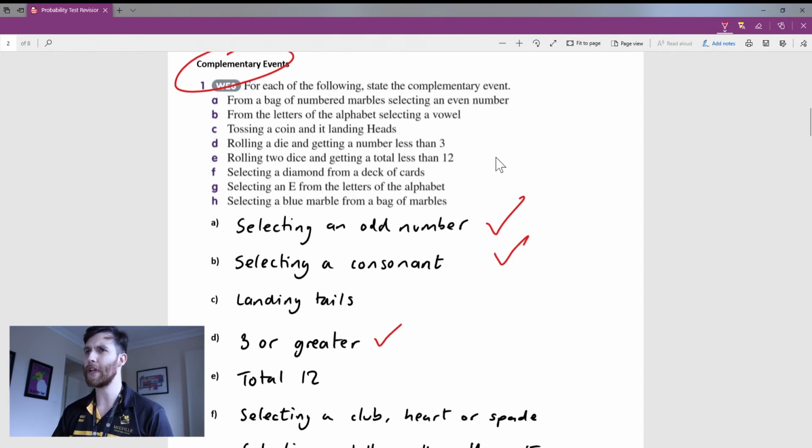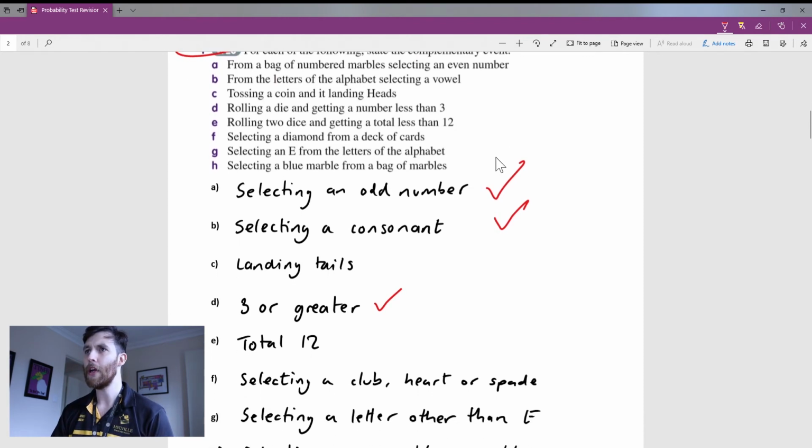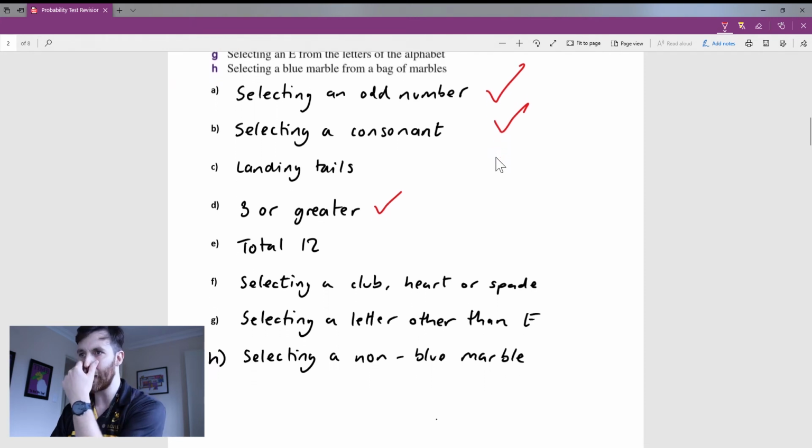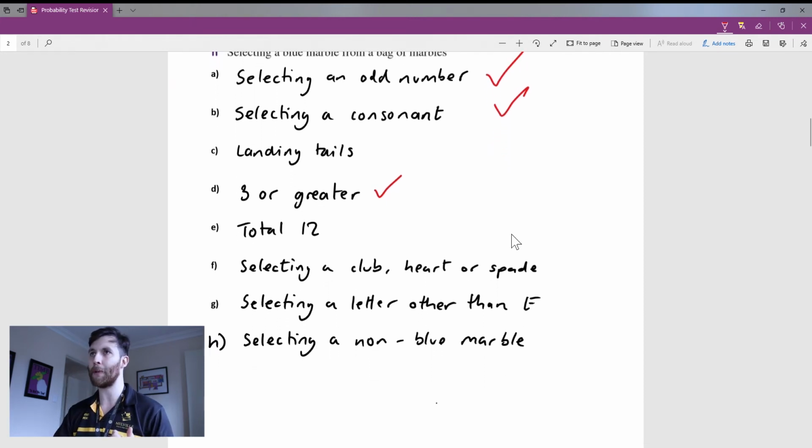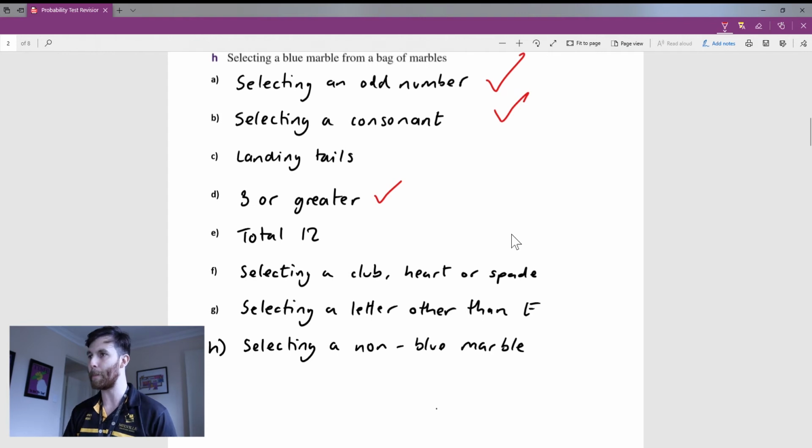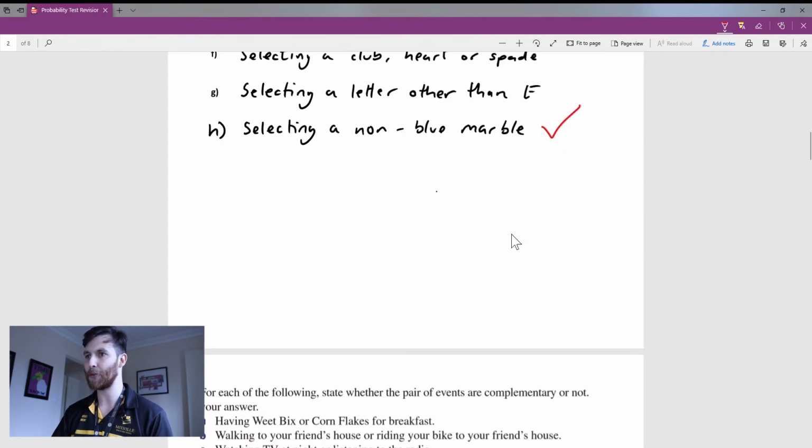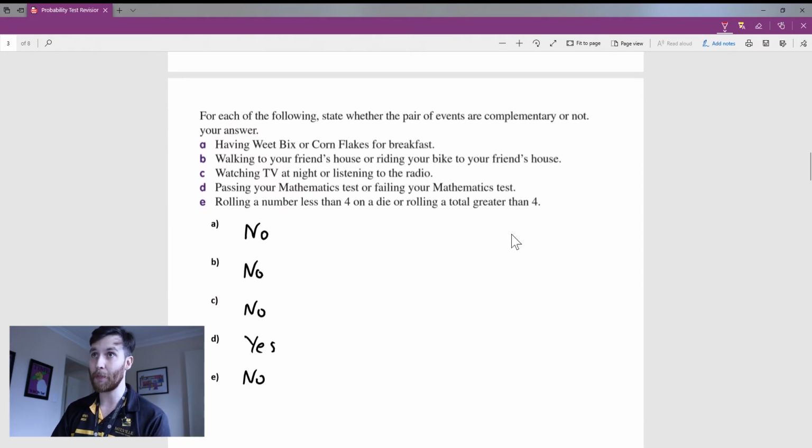The other tricky one from memory was the last one: what's the complement of selecting a blue marble from a bag of marbles? The complement is selecting a non-blue marble. We don't know what color the other ones are because the question doesn't tell us, but we know that the complement of choosing a blue marble is a non-blue one. It's anything that's not blue. So that's okay to have as your answer for that one. And the rest are all on the same sort of lines. But if you've got any questions about the ones that were there, then definitely give me an email or ask me in class.